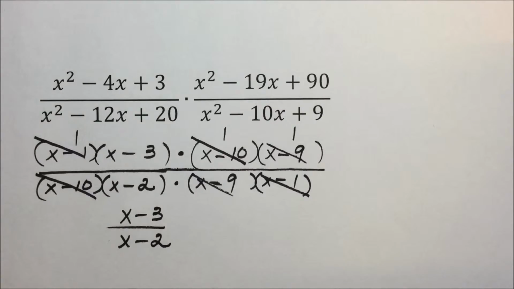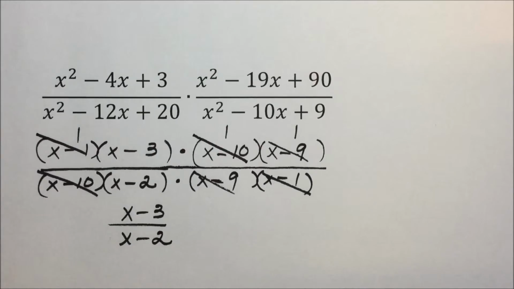The canceling only occurs when things are multiplied together or are factors. So you need to be sure that your canceling is only removing factors equal to 1. And when they are a sum or a difference, they cannot be canceled. So this is our final answer here for this problem.